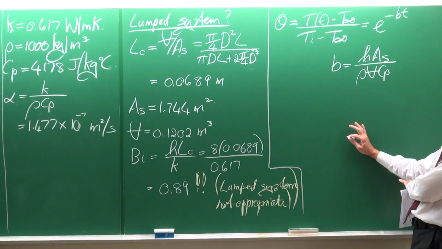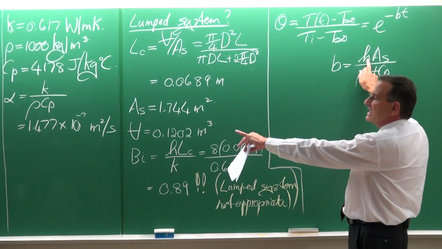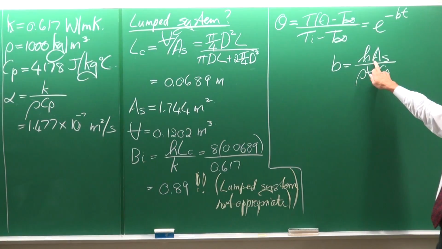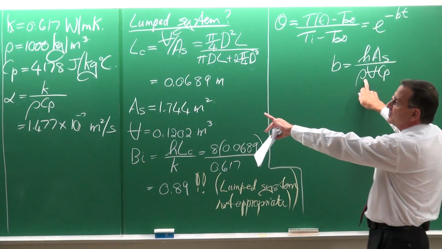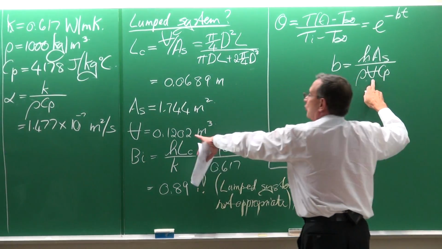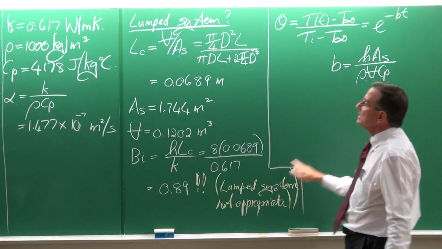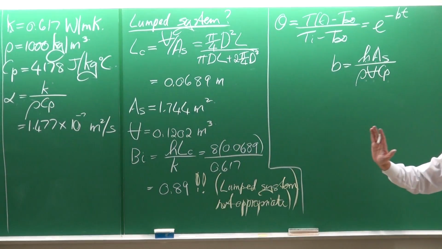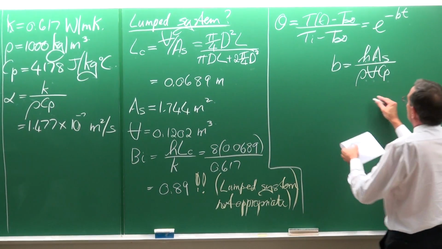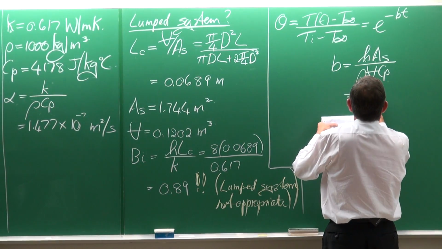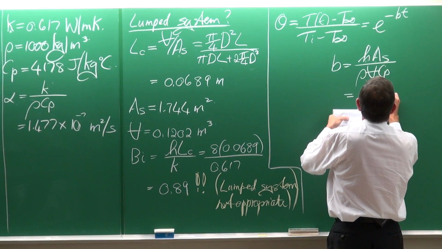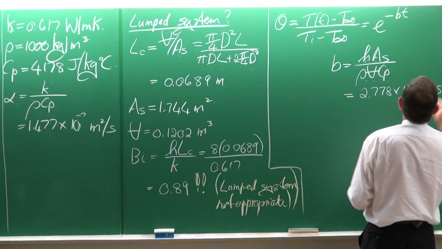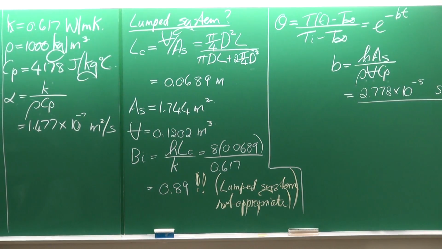Again, I'm not going to put in all the values. The heat transfer coefficient is 8. The surface area is 1.744. The density is 1,000. The volume is 0.1202. And Cp is equal to 4178. Everybody understands that? Very simple. So if you calculate it, the value of B is equal to 2.778 multiplied by 10 to the minus 5 per second. That's the value of B.